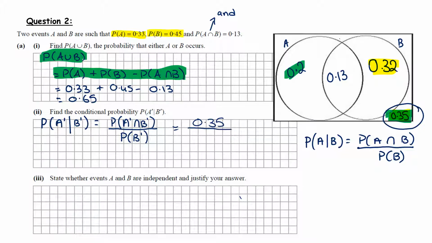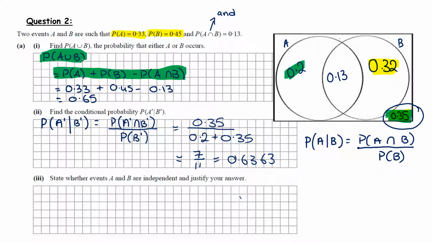Now, B complement, with the two green pieces, so that was 0.2 plus 0.35. So when I work that down, I get 7 over 11, or if you want to turn it to a decimal, 0.6363.